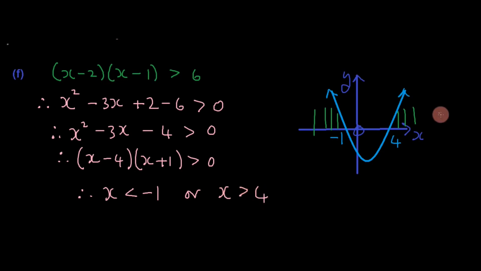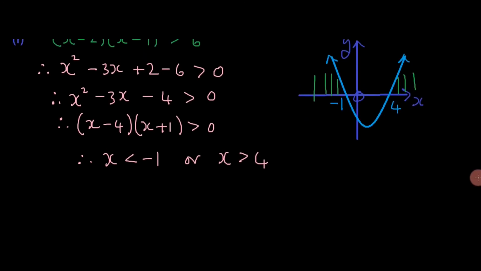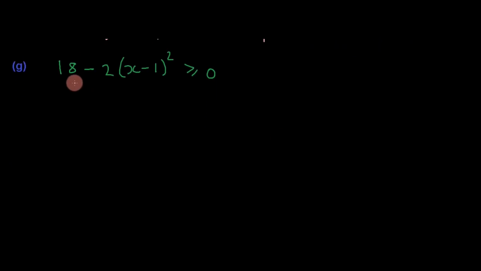Let's look at the last inequality. So G. Here we have 18 minus 2 into x minus 1 all squared is greater than or equal to 0. We can start by dividing through by the common factor, which is 2 in this case. So we can divide through by 2. So 2 into 18, 9 times. Here the 2's will cancel. So we're left with 9 minus x minus 1 all squared greater than or equal to 0.